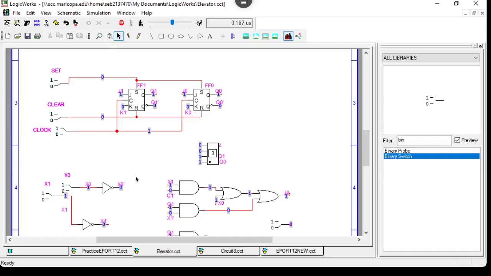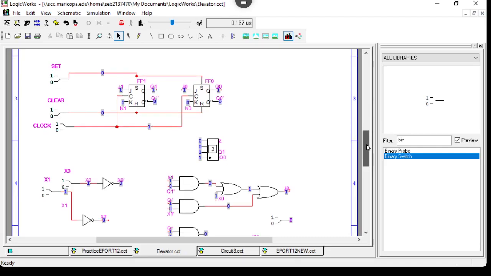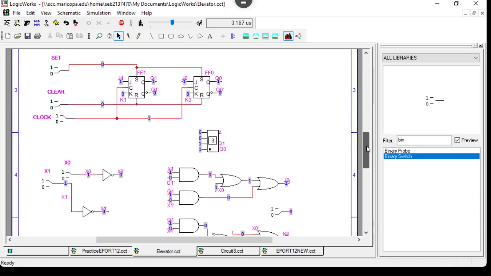This is my learning target on 8B. I will be analyzing a sequential circuit. So here is my sequential circuit. This is a simple elevator. It goes from the ground floor all the way up to the third floor.